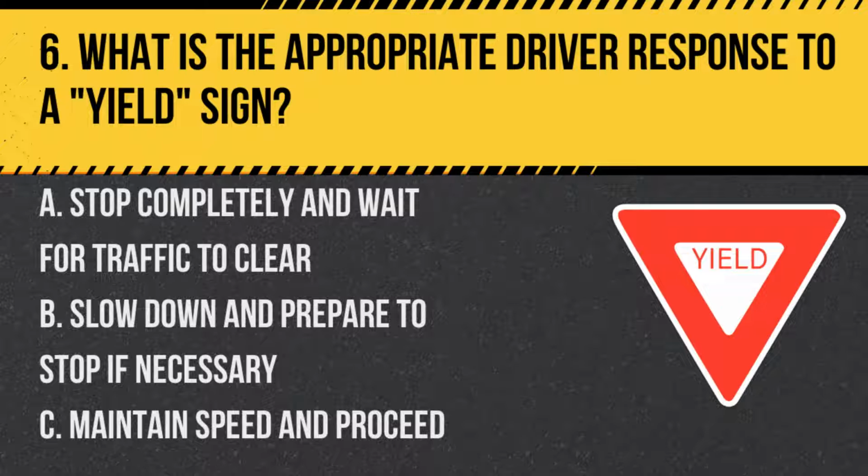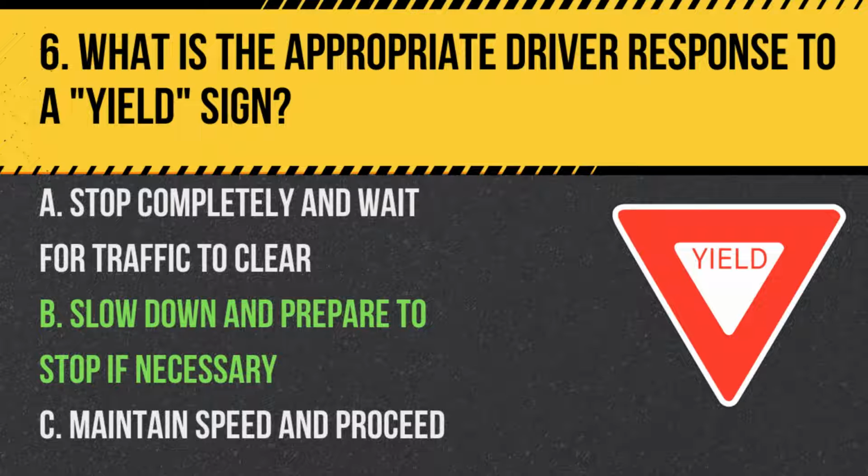Question 6. What is the appropriate driver response to a yield sign? A. Stop completely and wait for traffic to clear. B. Slow down and prepare to stop if necessary. C. Maintain speed and proceed. Answer B. Slow down and prepare to stop if necessary. A yield sign means drivers should slow down and yield the right-of-way to traffic in the intersection or roadway they are entering.